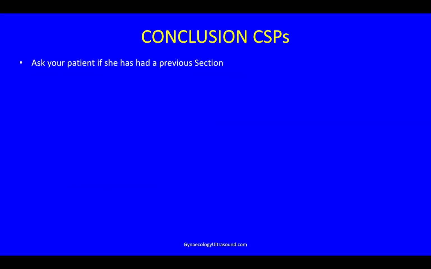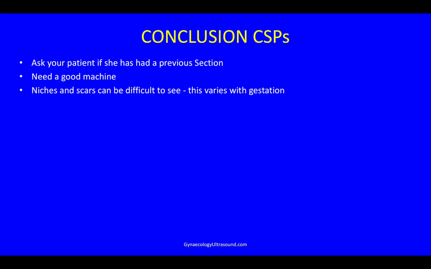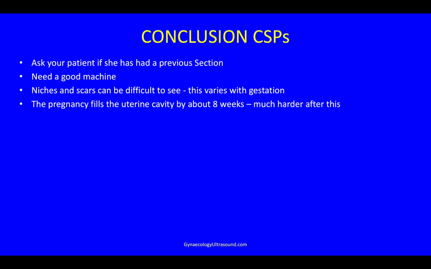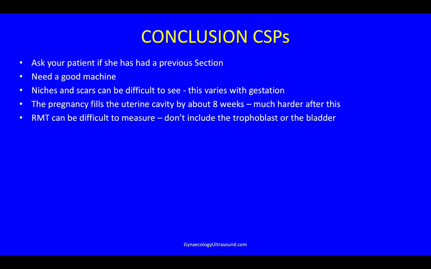So in conclusion, you should always ask your patient, if you're scanning her, if she's had a previous section. You need a good machine. The niches and scars can be difficult to see, and this varies with gestation. The pregnancy fills the uterine cavity by about 8 weeks, and it's much harder to decide if something's a scar pregnancy after this. The residual myometrial thickness can be difficult to measure.